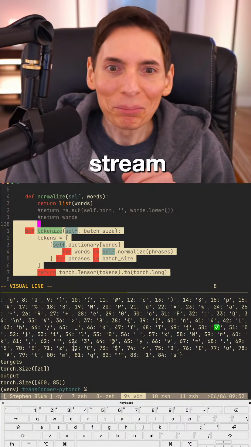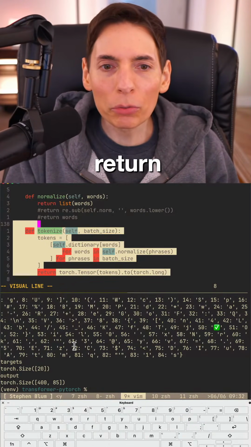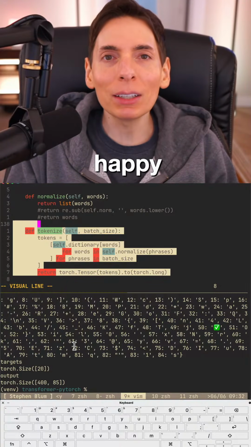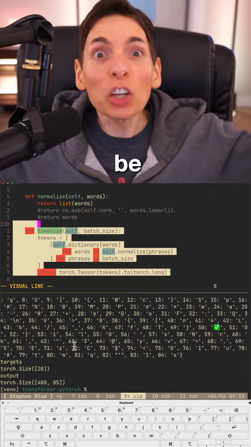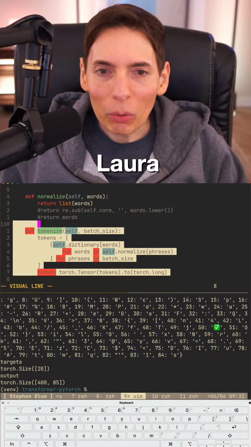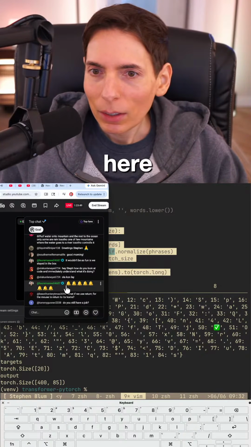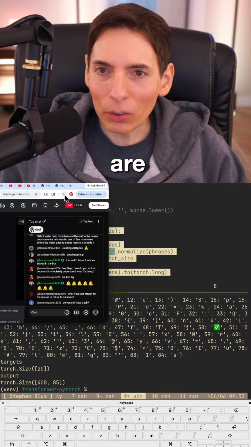What if we return the mouse to its home? Oh, then it might get happy again. It might be, right? It could be a good ending. Hey, Laura, what are all those bells? I see you did a bunch of bells here. What are those?